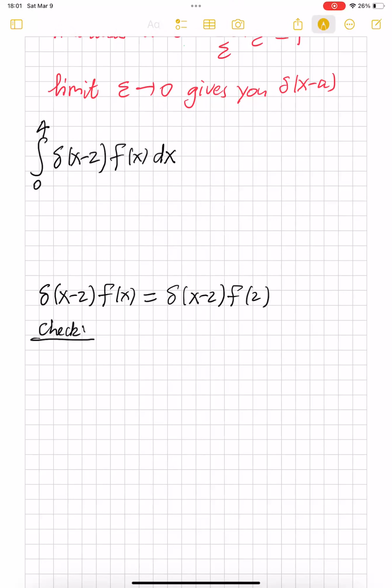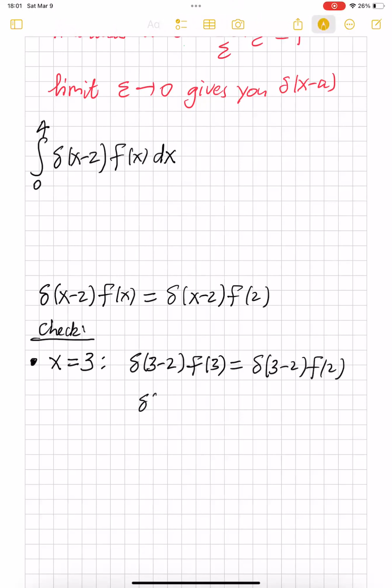So first of all, consider, I don't know, the case that x is equal to 3. Let's plug in the value of x is equal to 3 and see if this equation is true. Well, we'll have delta of 3 minus 2 times f of 3 is equal to delta of 3 minus 2 times f of 2. But delta of 3 minus 2 is delta of 1, so delta of 1 times f of 3 is equal to delta of 1 times f of 2.